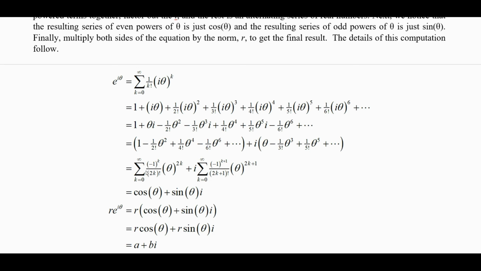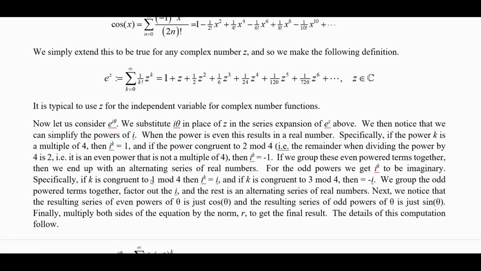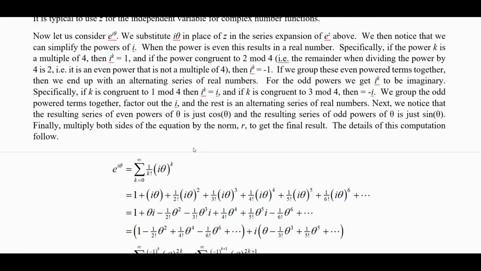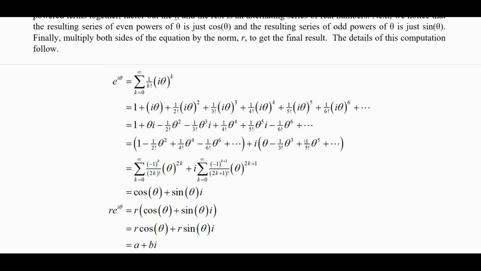Well, if you think about it, this is a real number series. Theta is a real number. So this right here is exactly cosine of theta by this series right up here. And by this series up here for sine, this part right here, in parentheses, this sum, is exactly sine of theta. So what you get is cosine theta plus sine theta i. Now what happens if you multiply both sides by r? So this is e to the i theta is equal to this. It's cosine theta plus sine theta times i.